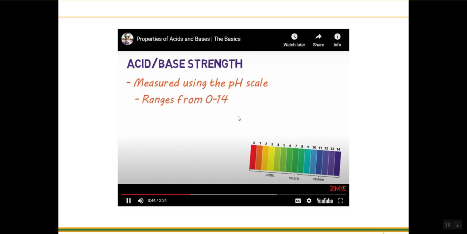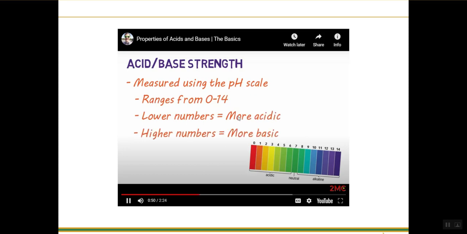This scale ranges from 0 to 14. The lower the number, the more acidic the substance, and the higher the number, the less acidic or more basic and alkaline the substance. 7 is considered neutral, and pure H2O has a pH of 7. It is possible to have a pH greater than 14 or less than 0, but you won't come across those very often.